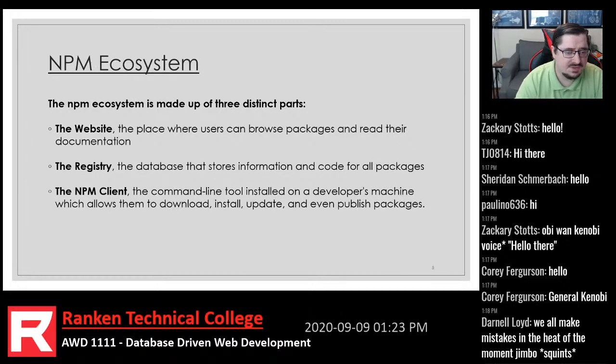So the NPM ecosystem is really made of a few separate parts. First of all, there's a website where you can go and browse all of the packages that are available, read their documentation, see how many users there are, see what the current version is, and it can even show you when the last update to that package occurred. So you can know things like, hey, this package hasn't had an update in 4 years. Well, that may tell you that people have moved on and maybe are using something else.